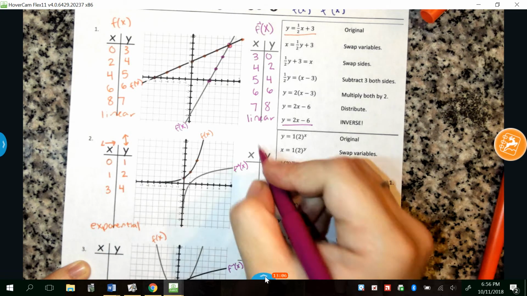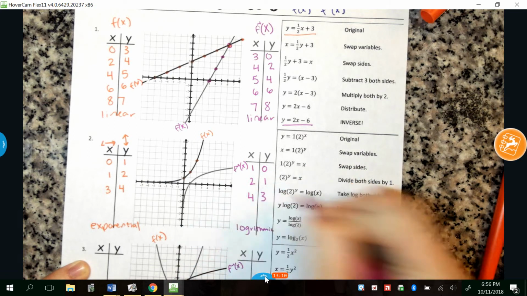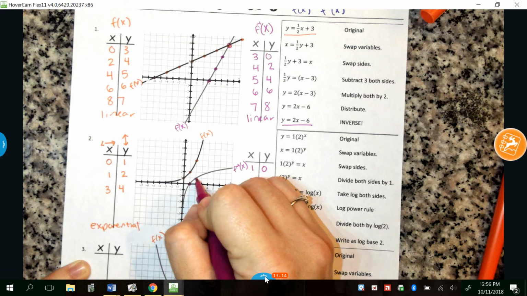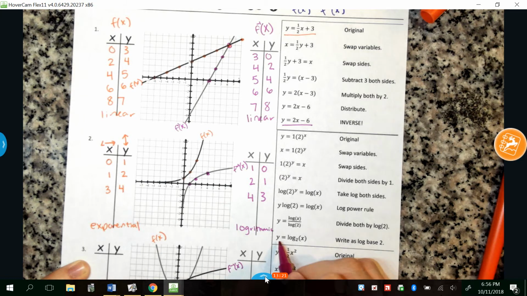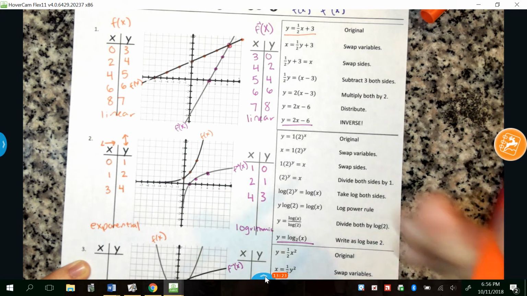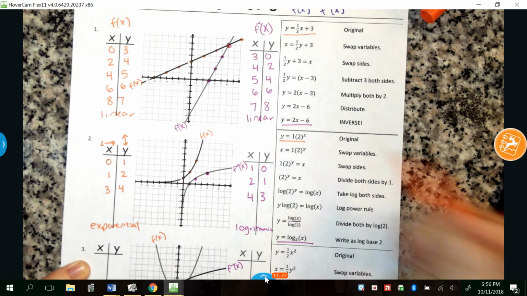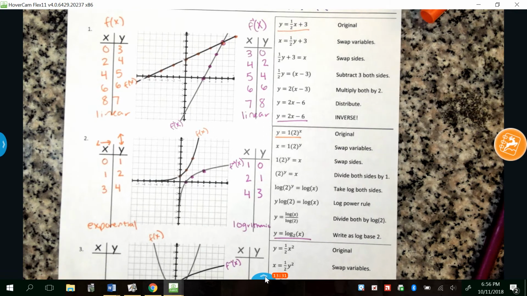So let's flip them. 1, 0, 2, 1, 4, 3, and see if they work. 1, 0 is there, 2, 1 is there, 4, 3 is there. Did it work? It definitely did. So again, here's your, oh my gosh, inverse, sorry, and there's your original.